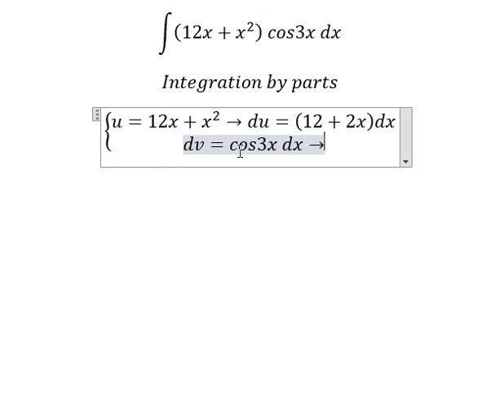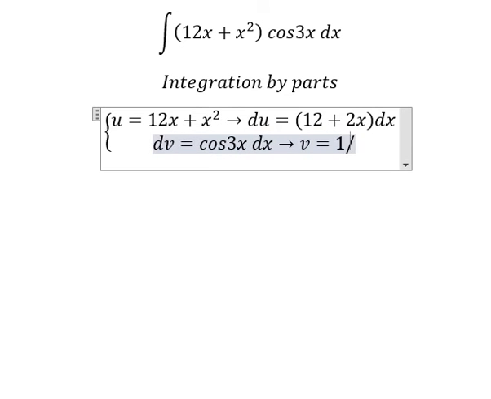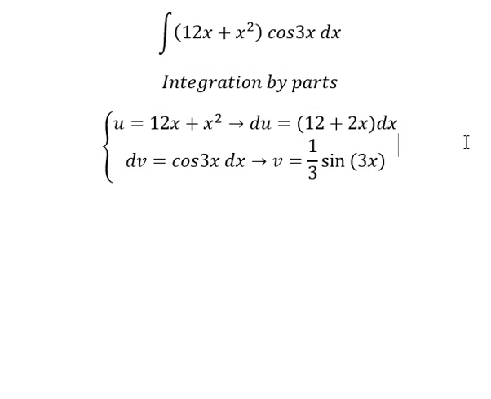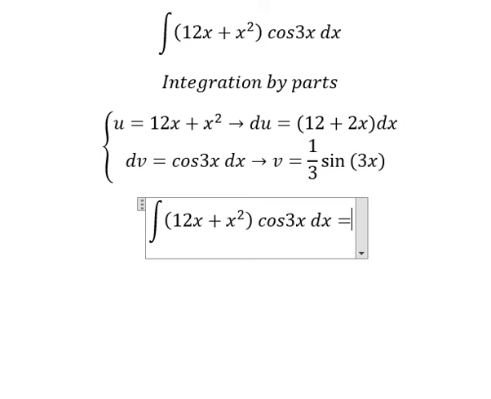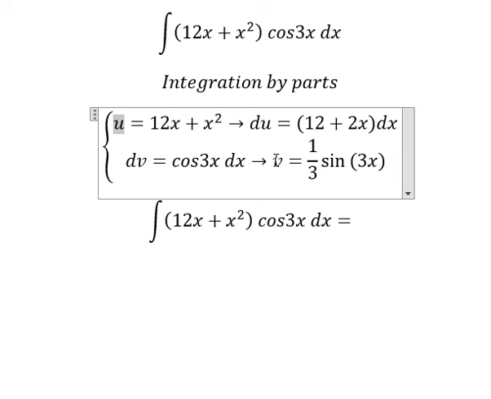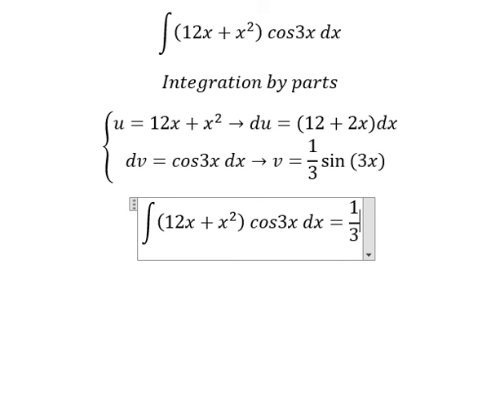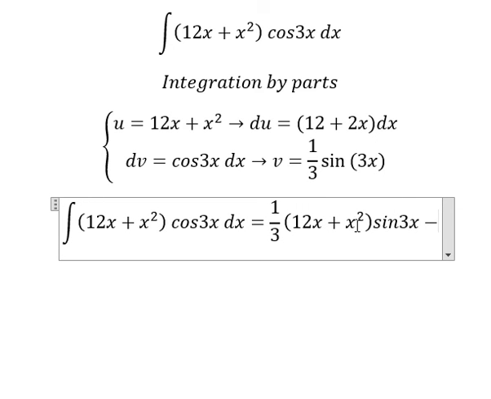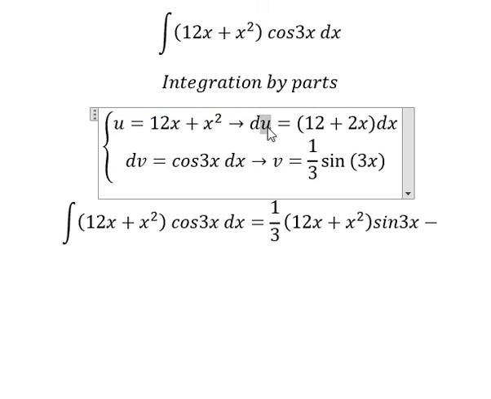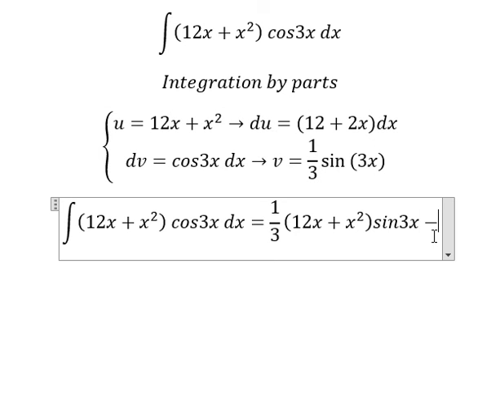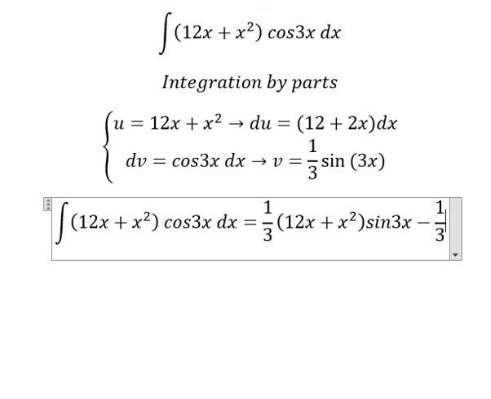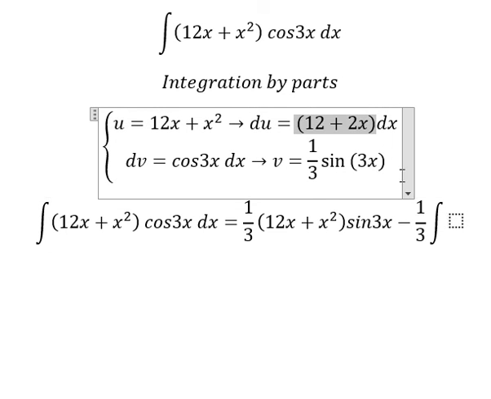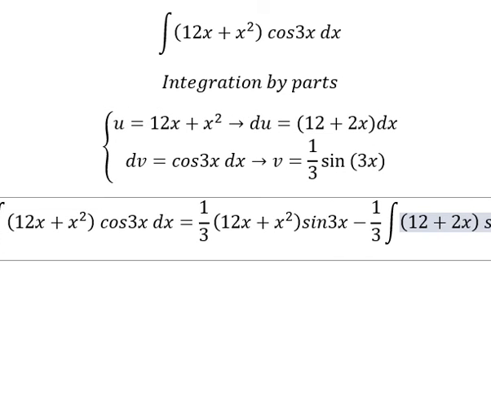So the integration of this one we have 1 over 3 sine 3x. So we have u multiplied by v, minus the integration of v du, this one with sine 3x dx.